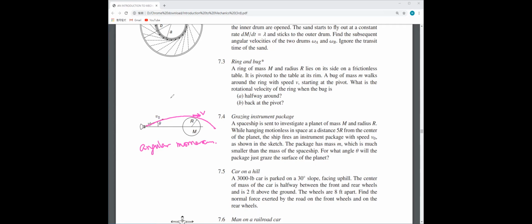Wait, what is the r relative to? So where do you take the moment, or where do you take the angular momentum? You should take the angular momentum at this point, at the center of the star. Oh, okay, because the forces pass through this point. Yes. If you take the angular momentum at another point, then the angular momentum is not conserved.